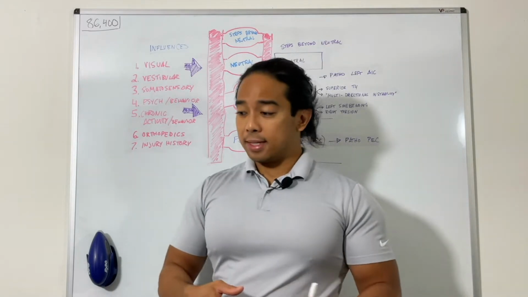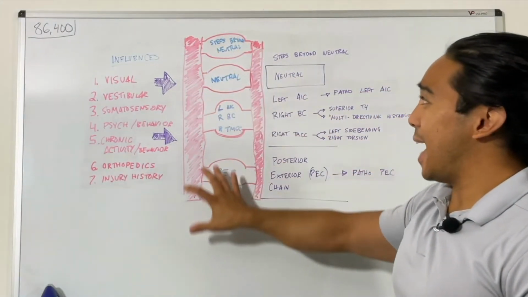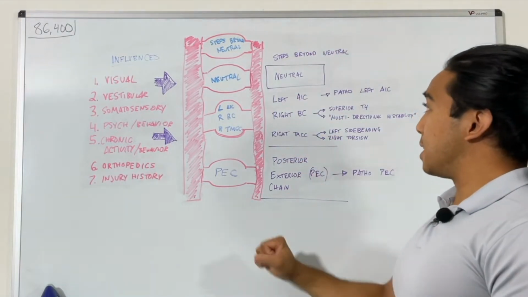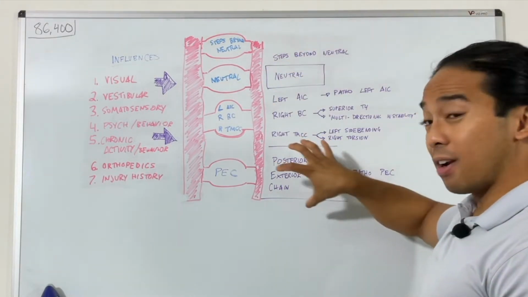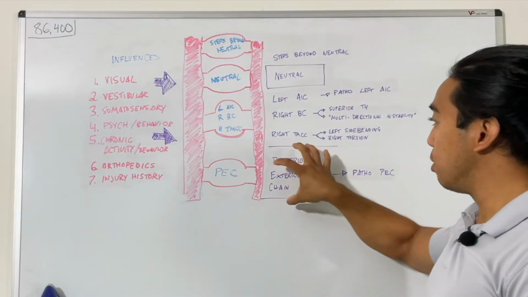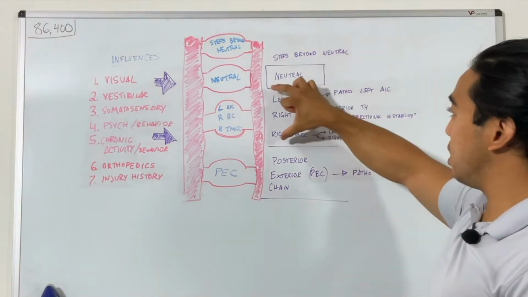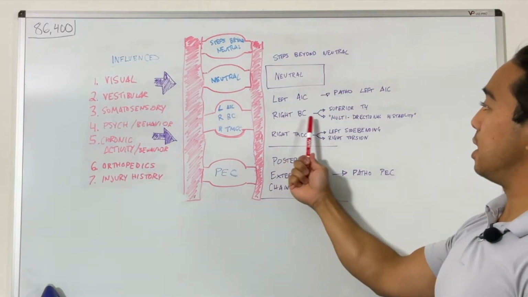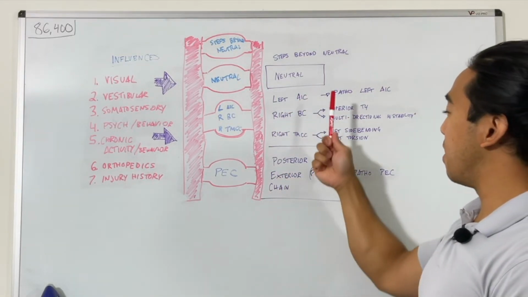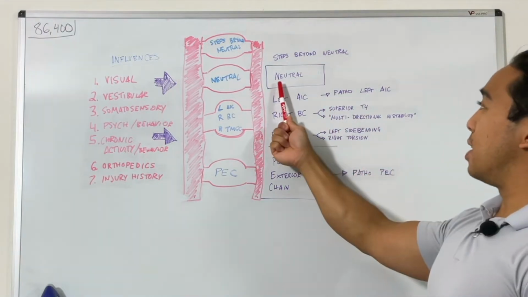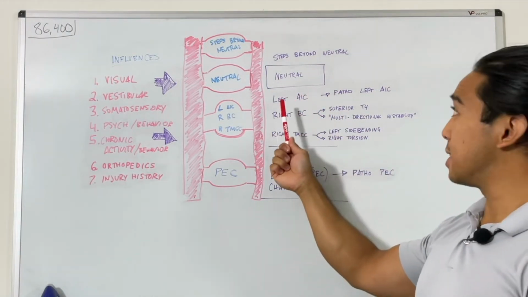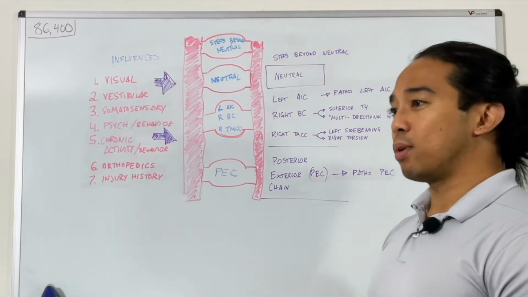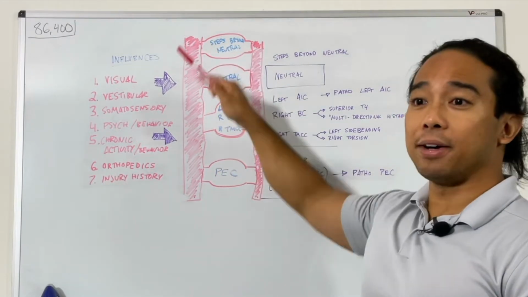So with that being said, I have this ladder and then these bigger words here. What we're looking at is, if I can explain this side first, I'll start at the bottom and then I'll go up. We have this posterior exterior chain, and then we have these three pieces. We have the left AIC, right BC, right TMCC, and then there's other iterations here. We have in a box neutral, and we'll talk about that in a second. And then we have steps beyond neutral.